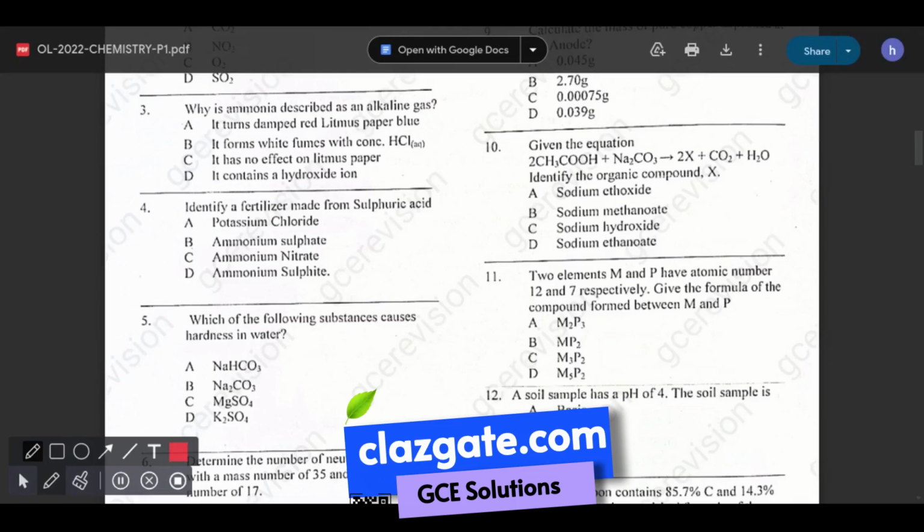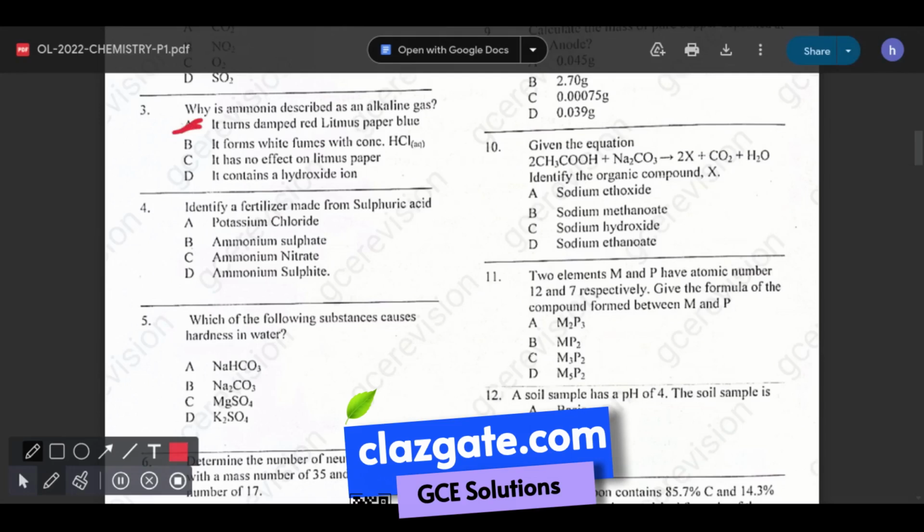Litmus paper is a pH indicator that turns blue in basic or alkaline solutions. And guess what? Ammonia is described as alkaline because it turns that litmus paper blue. So the answer to question number 3 is A.